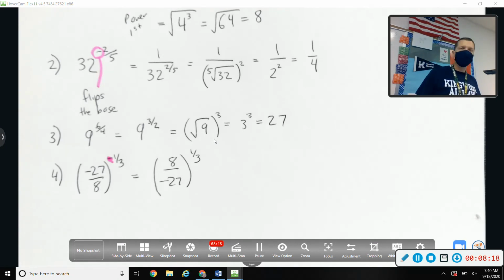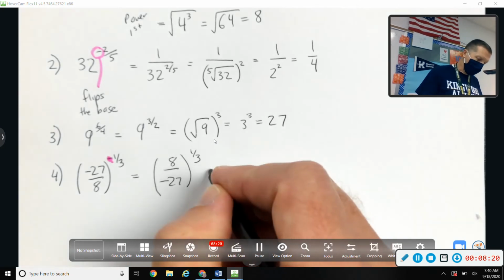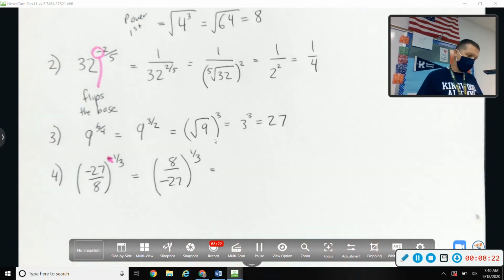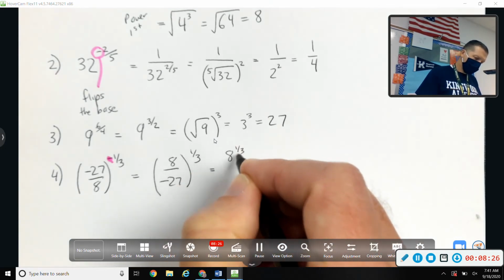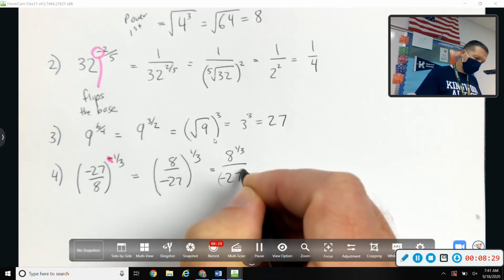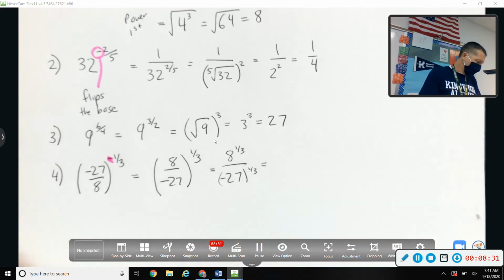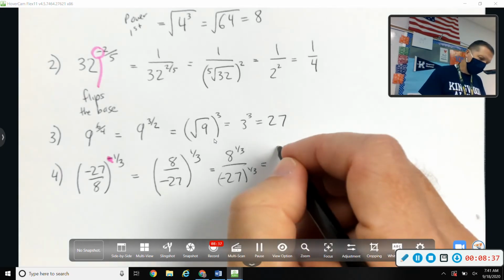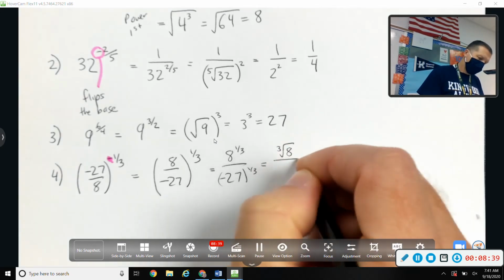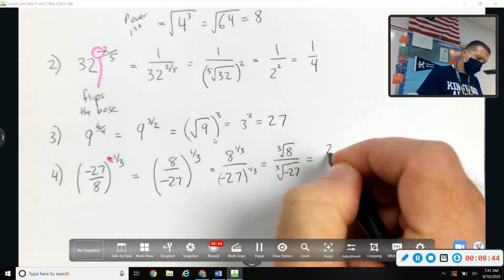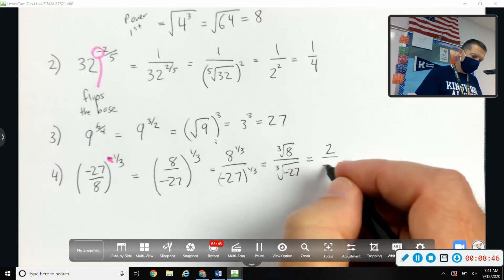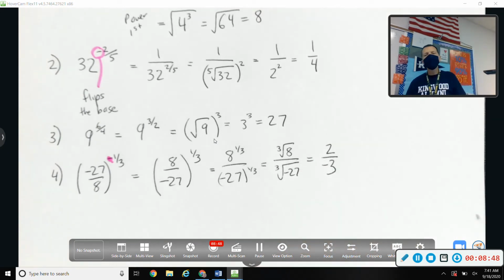Careful, anything without the negative exponent doesn't flip over. Sometimes people get a little ambitious with their flipping. Only stuff with a negative exponent flips. And then I can do 8 to the 1/3, negative 27 to the 1/3. 1/3 means the third root, or the cube root. Cube root of 8, cube root of negative 27. So negative 2/3.